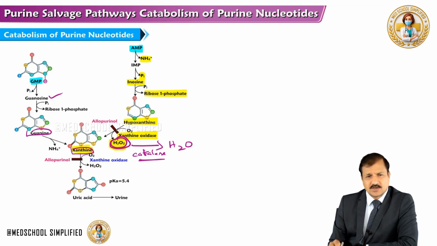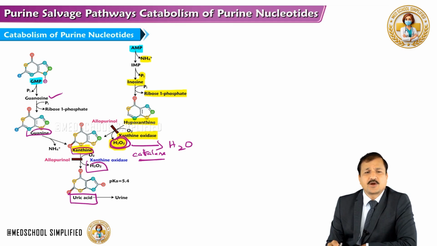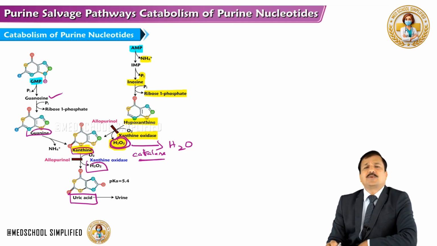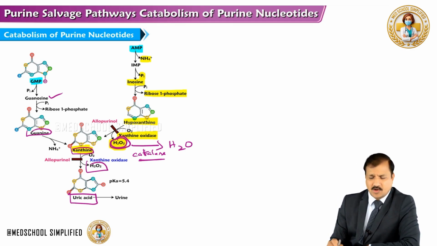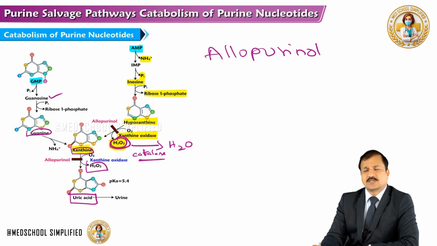So the same xanthine oxidase converts xanthine into uric acid. Again, there is a formation of hydrogen peroxide here. Now there is an application here with the drug called allopurinol. This allopurinol is a mechanism-based inhibitor.